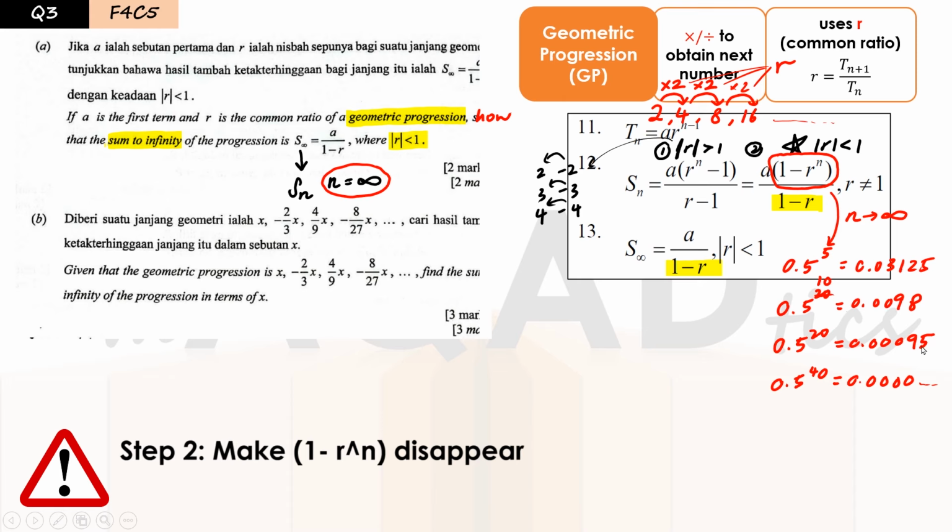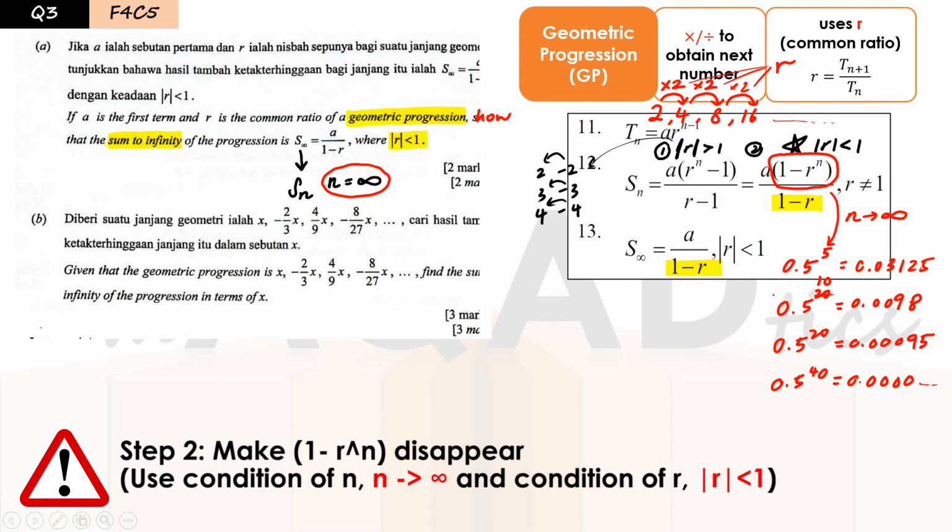0.0098. And if we use n as 20, I double up the value of n, so you can see it becomes even smaller: 0.00095. And if I double up the value of n again, I put 40, you can see that the value is very, very small already. All the first values are all zeros. This means when n goes to infinity, the r^n here will approach 0.